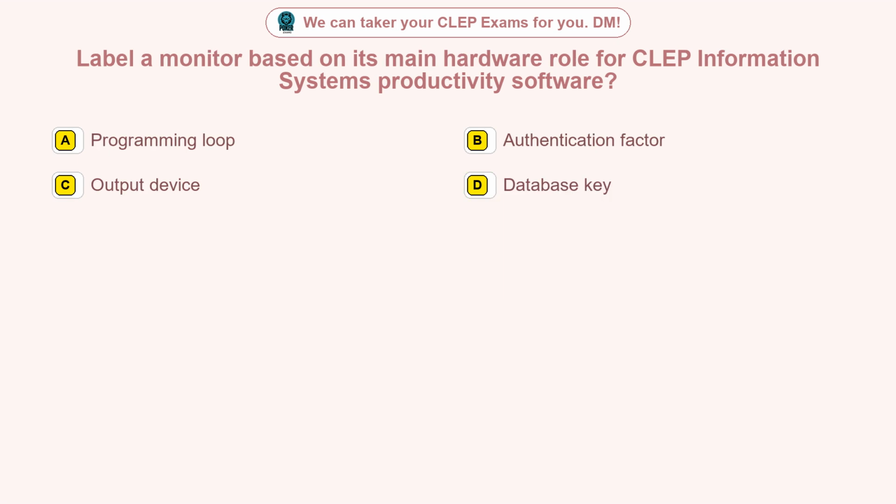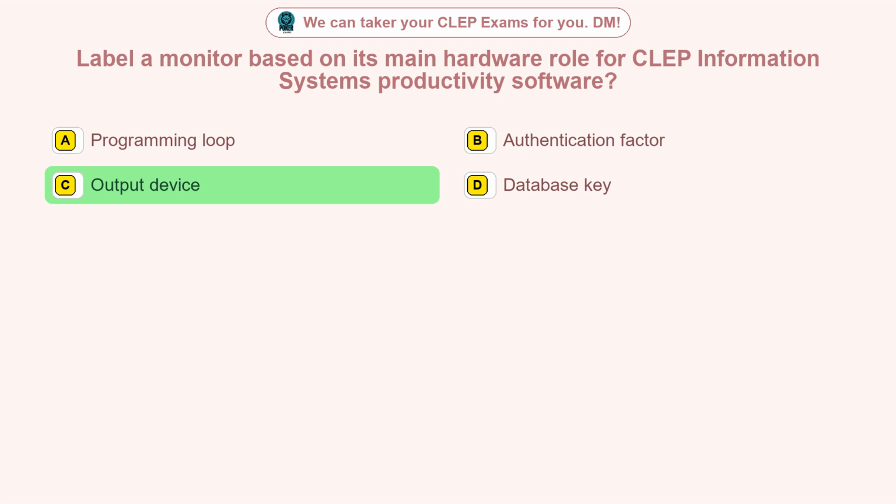Question 55. Label a monitor based on its main hardware role for CLEP Information Systems productivity software. Option A. Programming loop. Option B. Authentication factor. Option C. Output device. Option D. Database key. The correct answer is option C.